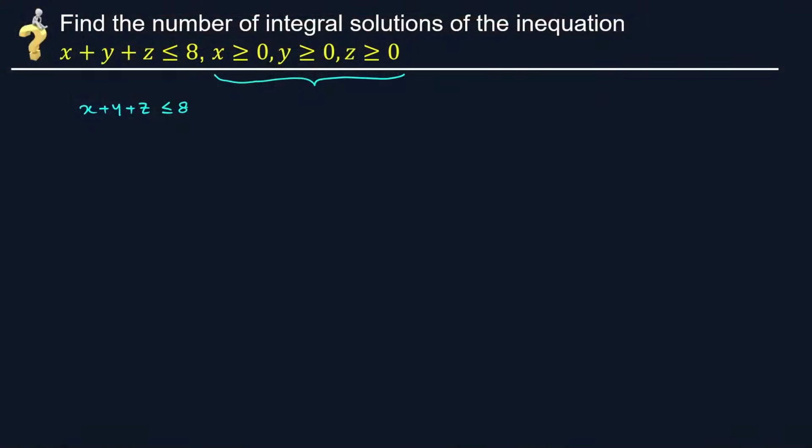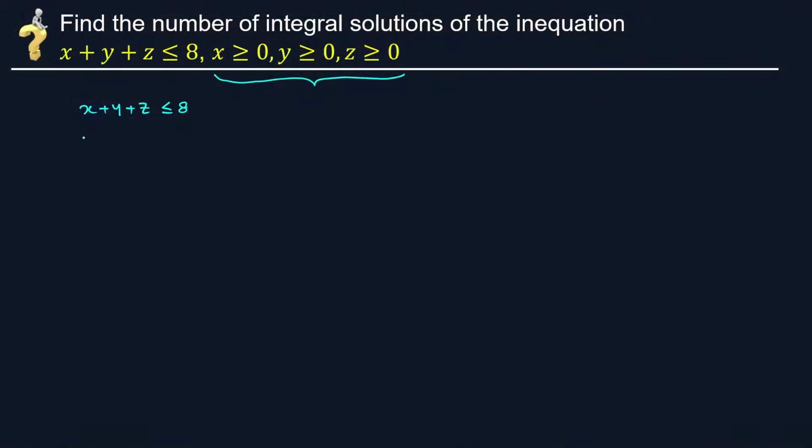The sum of x plus y plus z can be 8, or anything less than 8. It can be 7, it can be 6, it can be 5, it can be 0 even. So since there is no fixed number of objects available to us, we cannot use directly that partition formula. So what to do here?